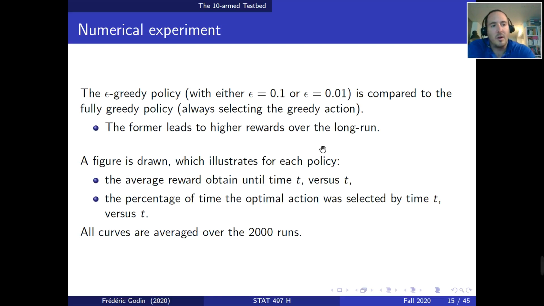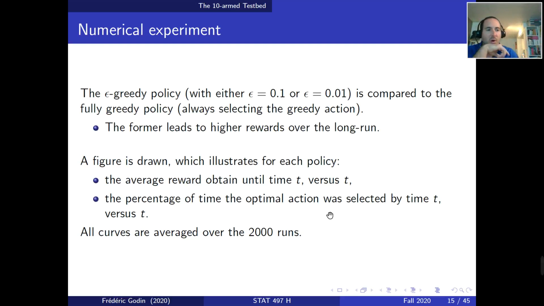Okay, so we're going to have curves in these figures, and each point of a given curve represents the average reward obtained until time t versus t. So this will be the first panel. The second panel will represent the percentage of time that the optimal action was selected by time t versus t. By optimal action, we mean the action with the true highest expected reward. Not the greedy action, but the optimal action. Optimal means the true highest expected reward. Greedy means the highest estimated expected reward.